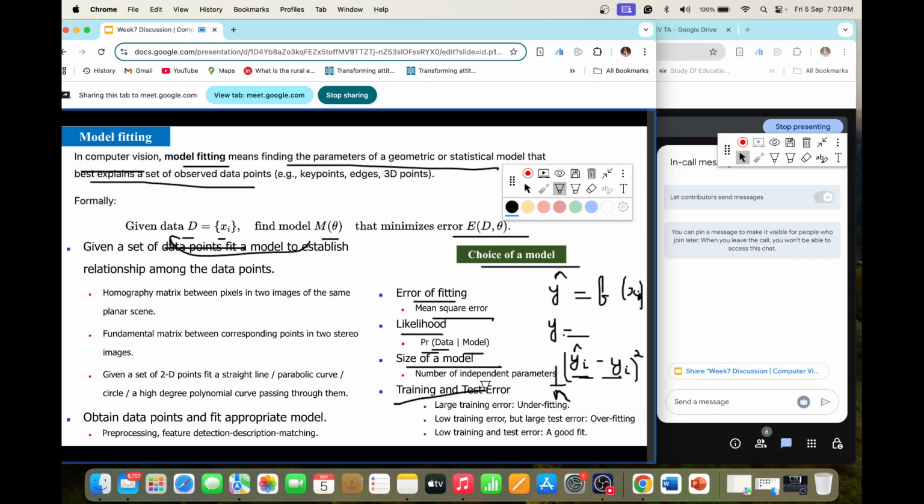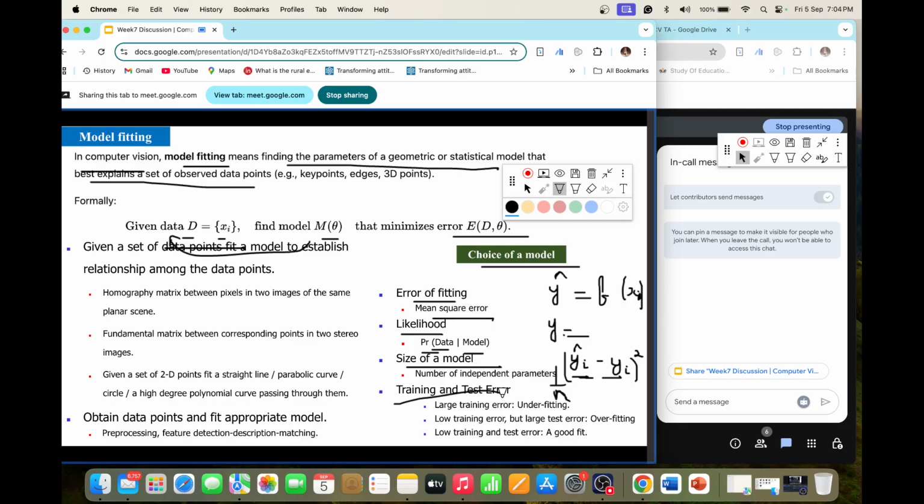Fourth, we have training and test error. This is a concept taken from machine learning. We have two types of things: one is training and the second is testing. What are training and testing? Training means we are given the data points xi and yi, where xi is always actual and yi is actual. So we are given the data points.